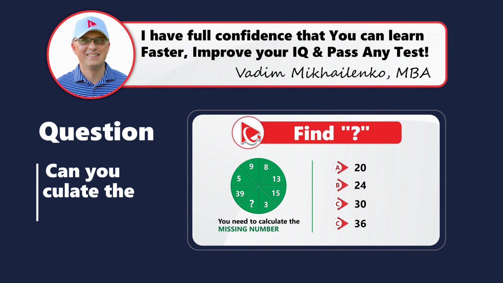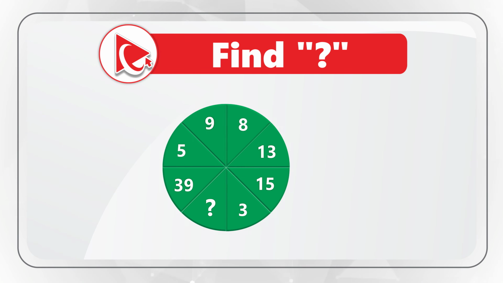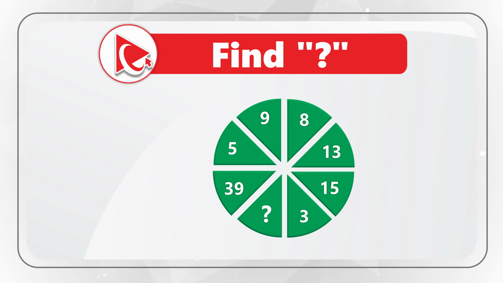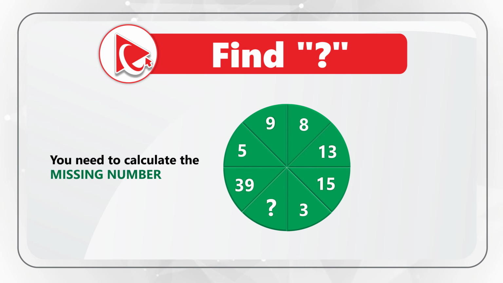Here's a problem some people might find challenging, but in reality, it's very easy to solve. You're presented with a circle broken down into 8 sections. In each section there is a number, and in one section the number is missing, and you need to calculate the missing number. If we start with the 8 o'clock, the numbers that are present are 39, 5, 9, 8, 13, 15, 3, and then comes the missing number.